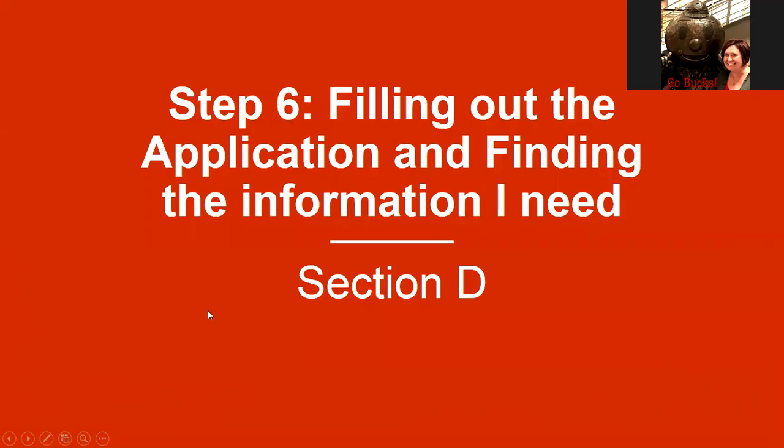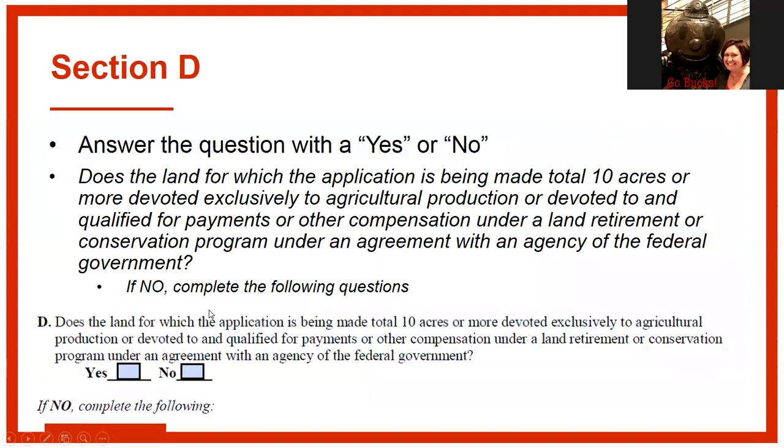Last section is section D. And so again, one more yes, no question. The question is, does the land for which the application is being made total 10 acres or more devoted exclusively to agriculture production or devoted to and qualified for payments or other compensation under a land retirement or conservation program under an agreement with an agency of the federal government? So, yes or no. If you mark no, there are a few additional questions to complete.